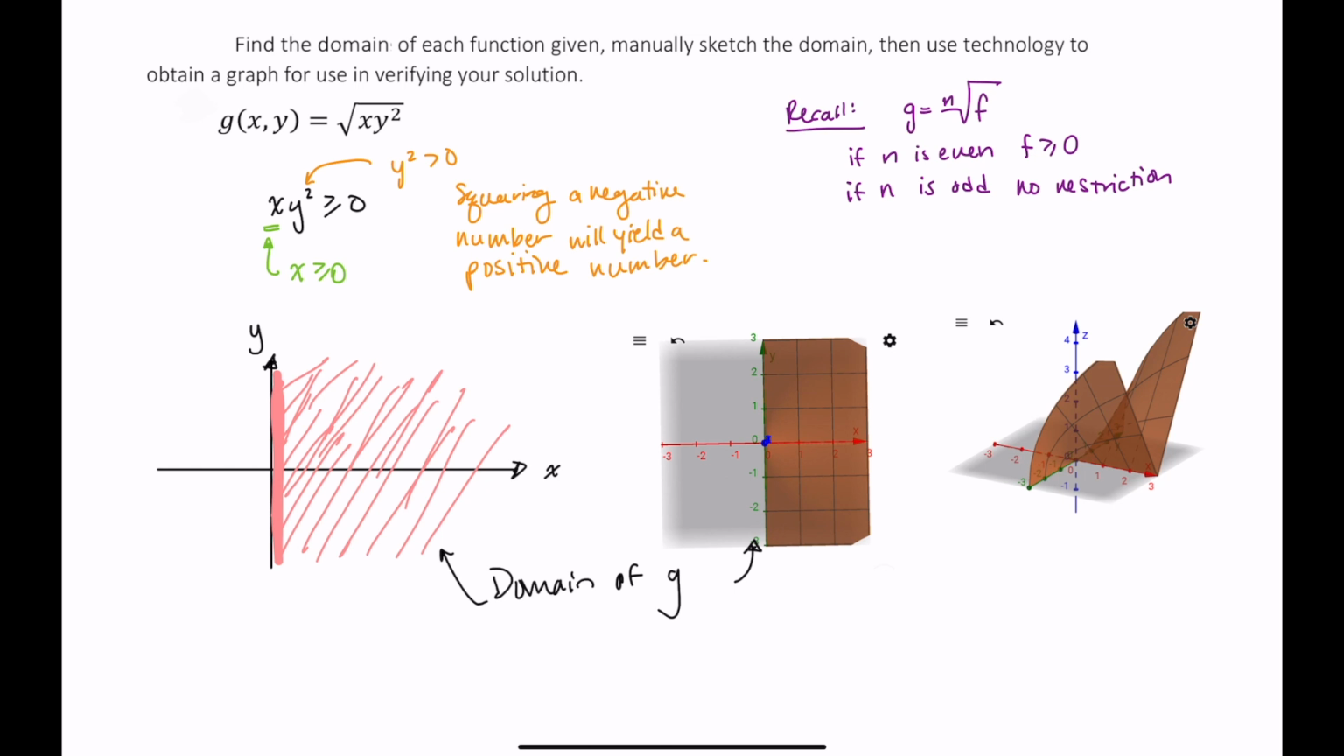And more specifically, let's write this out in set builder notation. So we want the set of x, y in the real numbers such that x is greater than or equal to 0.